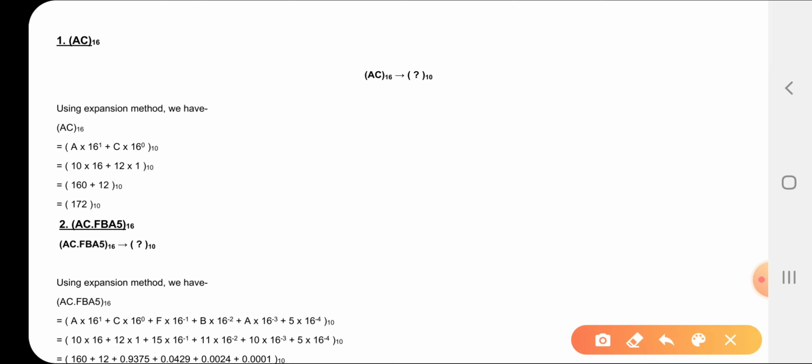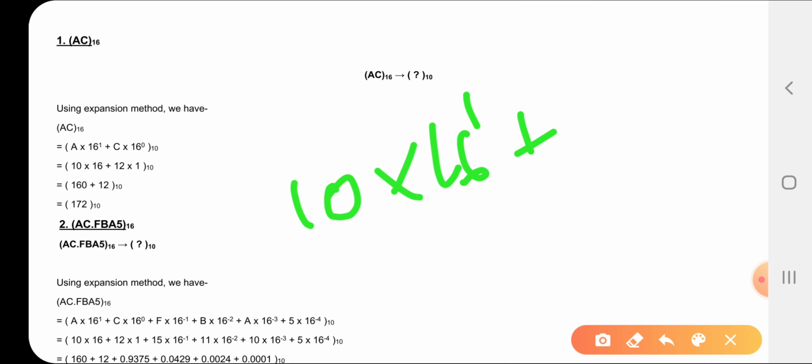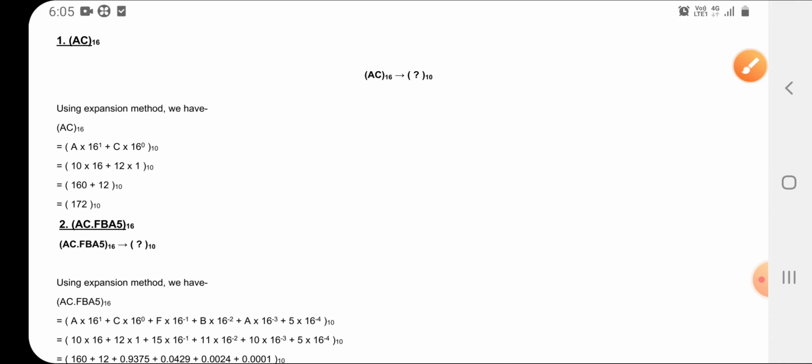Then you can write 10 into 16 power 1 plus 12 into 16 power 0. Okay, then you can write like this. First you have to write the number and write its positional value, then you expand and write. Understood? Okay, so now substitute the values and find the answers. Then the multiplication: 10 into 16 plus 12 into 1, 160 plus 12 equals 172.